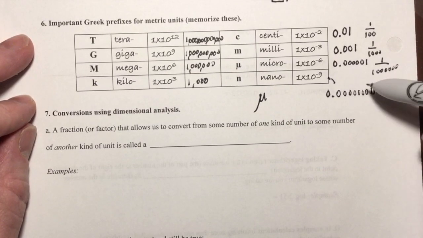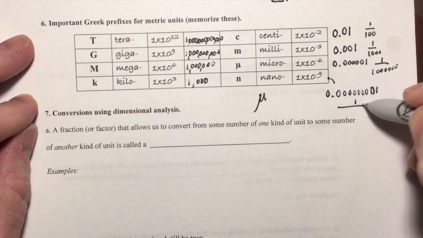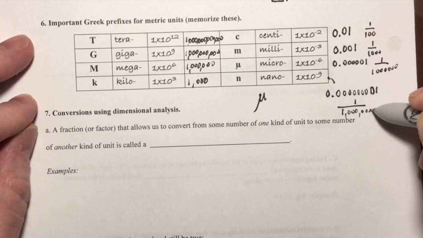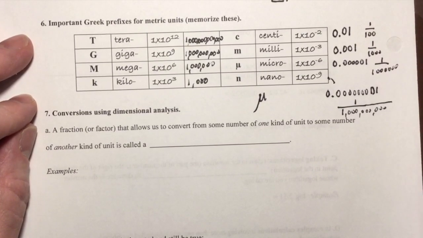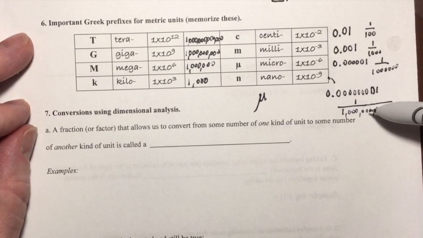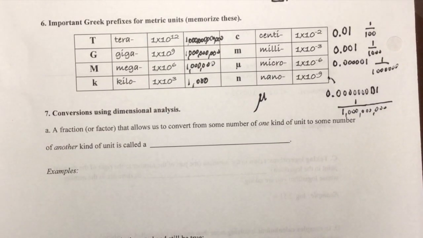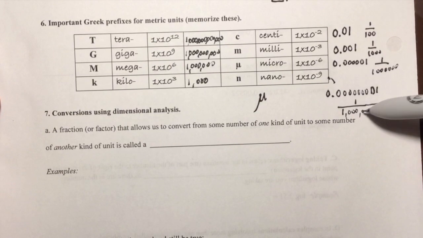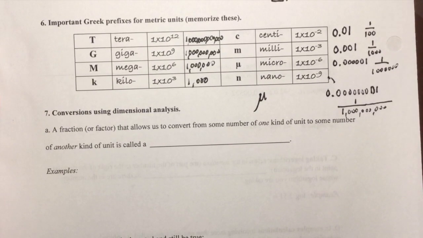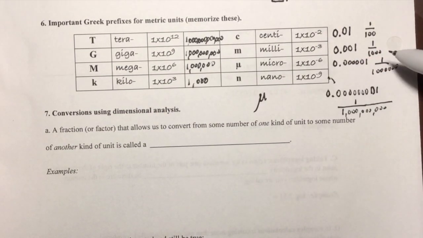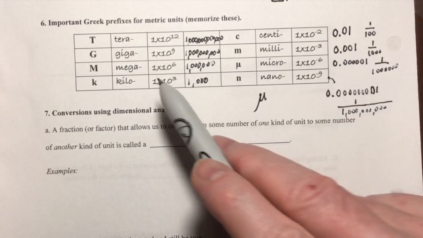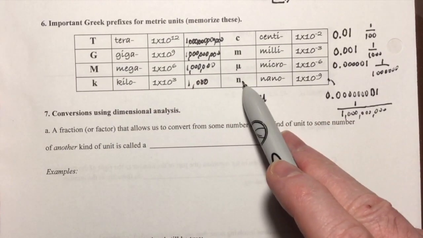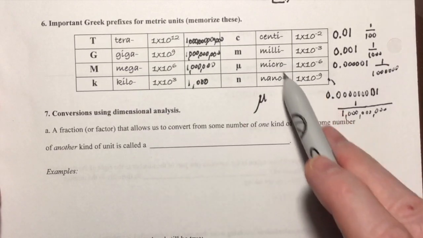So this is 1/1,000,000,000th. Nano is 1/1,000,000,000th. How many nanometers are in a meter? If a nanometer is 1/1,000,000,000th of a meter, then there must be 1,000,000,000 nanometers in a meter. Okay? All right. So you're going to need to know these metric units. You'll need to know the abbreviations, the prefixes, and the numbers that they represent.